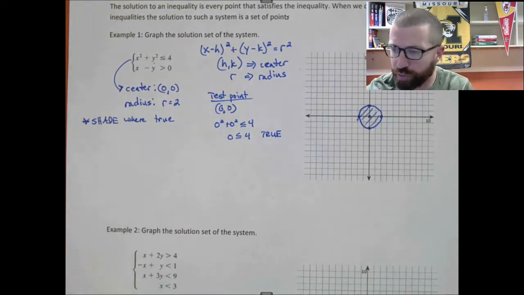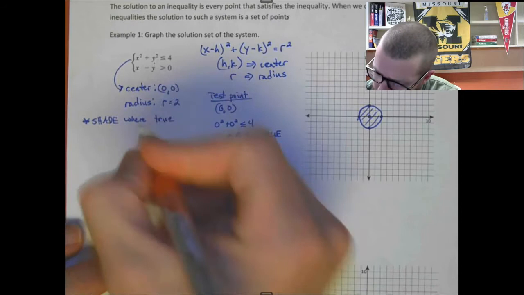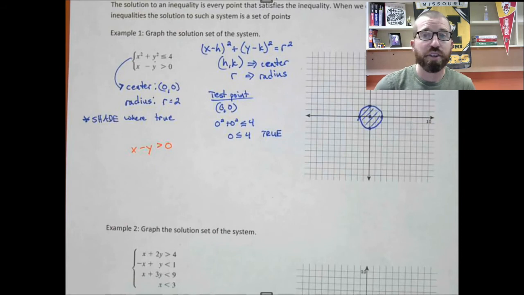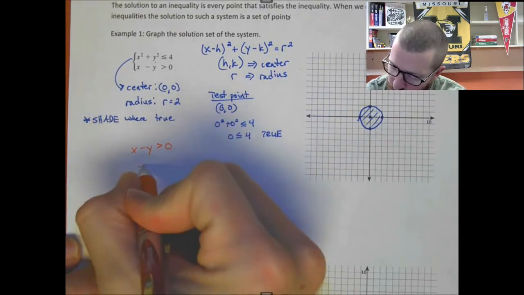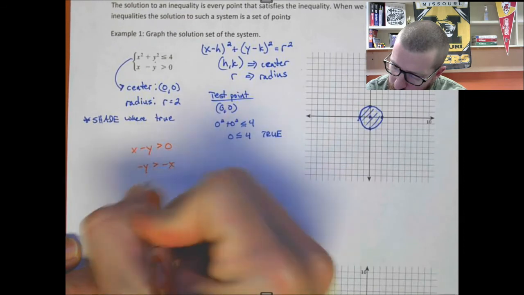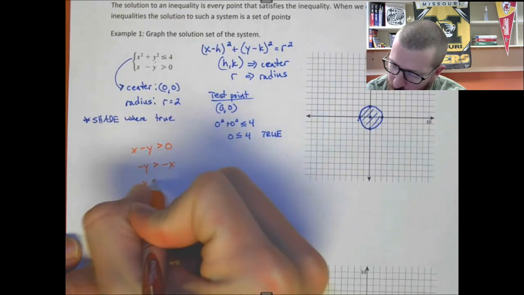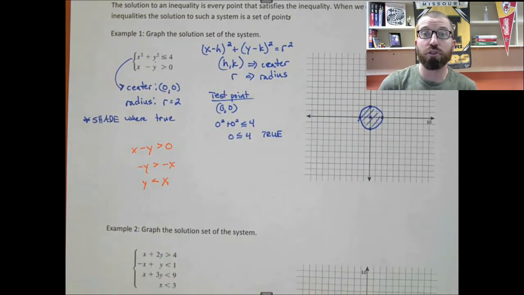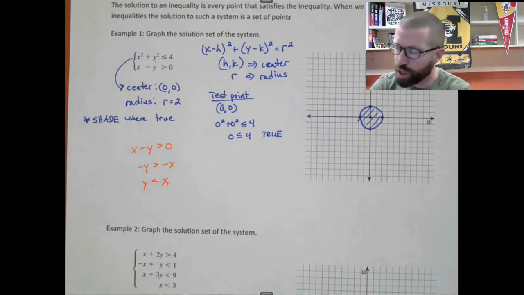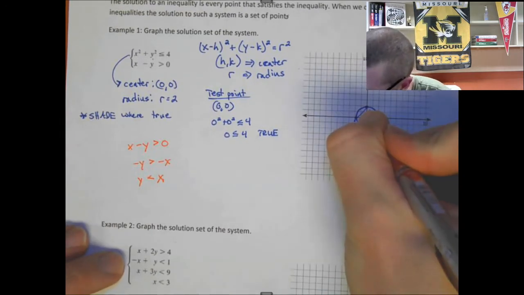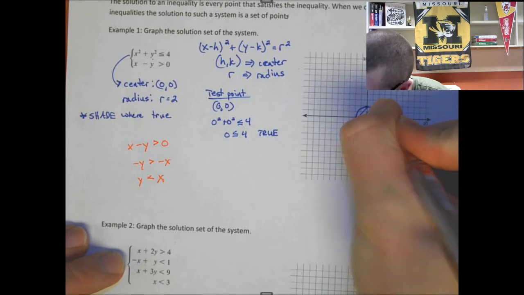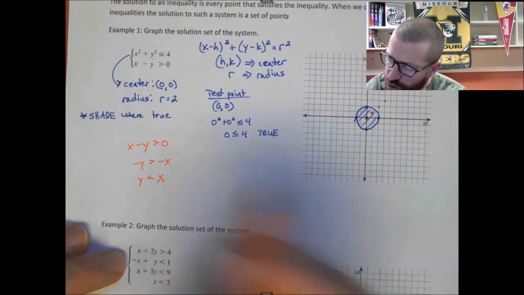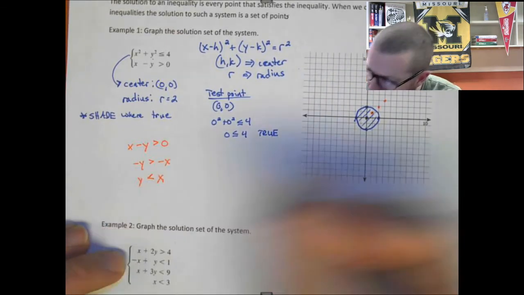Now the second inequality is a line. So we have x minus y is greater than 0. And so we graph that by subtracting x and then dividing by -1. So we have to flip the inequality. So we have y is less than x. Okay, so that is a line with a slope of +1 and a y-intercept of 0. So that will look like this. And then, because it's less than, it's a dashed line.